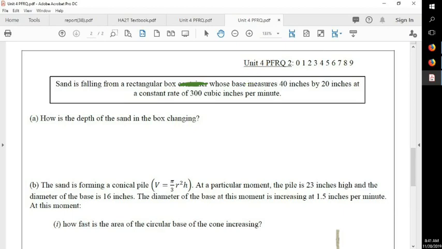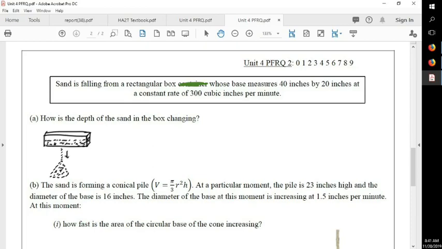Okay, so I want to draw an image to kind of help us all understand this because that's how I think. And it might not be how you guys think. So here's my box. Okay, sorry, my box is a little bad. It has sand in it. Okay, I don't want to draw too much sand dots, but anyways. And there's sand falling from it, and it's forming this cone-like thing underneath it.